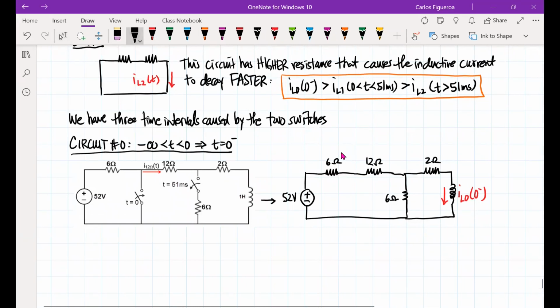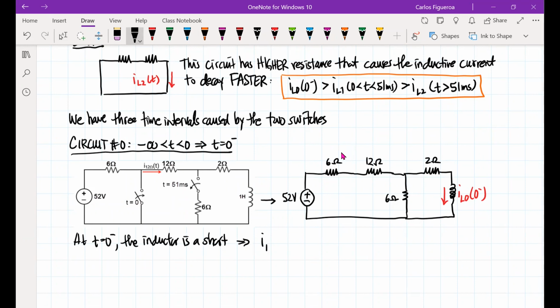So we then see that at t equal to 0 minus, the inductor is a short, which implies that the inductor current at 0 minus is the same as the current of that 2 ohm resistor at 0 minus. And the other thing that we want to look at here is that note that we have this current I12 at 0 minus.